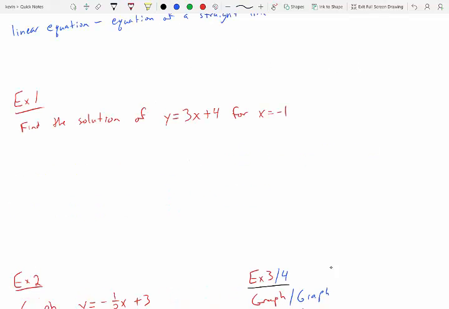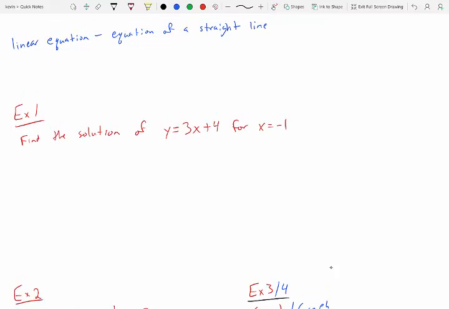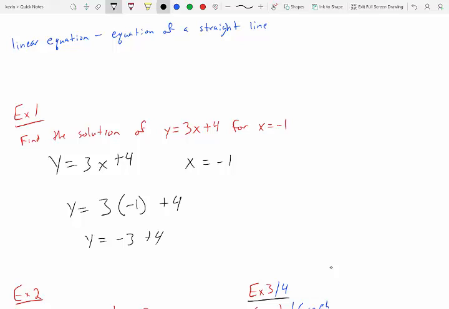Example 1, find the solution of y equals 3x plus 4 for x equals negative 1. So we have our equation, y equals 3x plus 4, and we know that x equals negative 1. What we want to do is we want to evaluate this. We want to put in negative 1 wherever we see an x. So we say y equals 3, we see an x, so times negative 1 plus 4. And I solve this down, negative 3 plus 4, and then y equals 1.